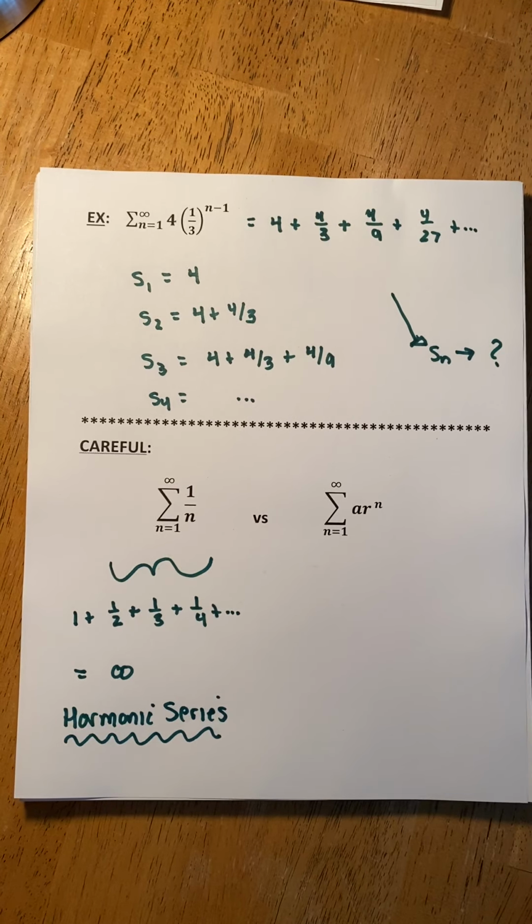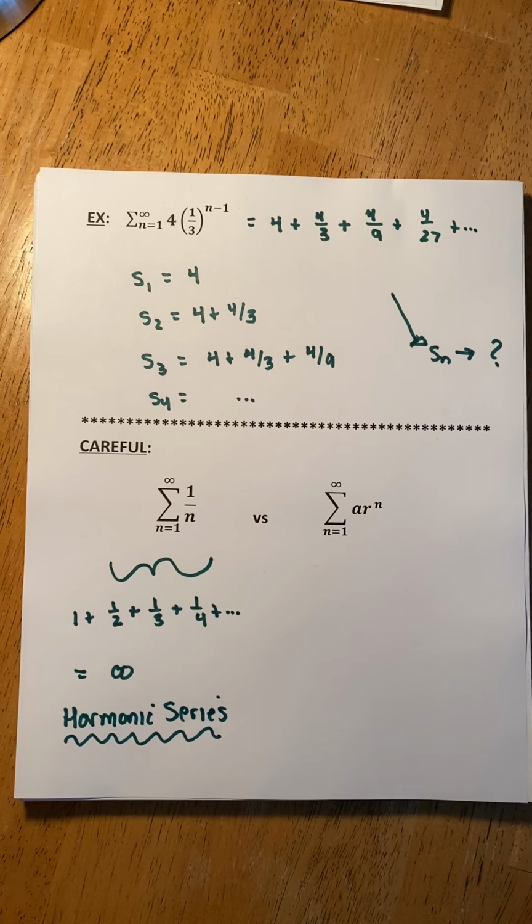only if r is between 1 and negative 1. Otherwise, it diverges. So therefore, the limit of the nth partial sum is equal to this limit, a times 1 minus r to the n over 1 minus r, which is equal to a over 1 minus r if and only if r is between 1 and negative 1.